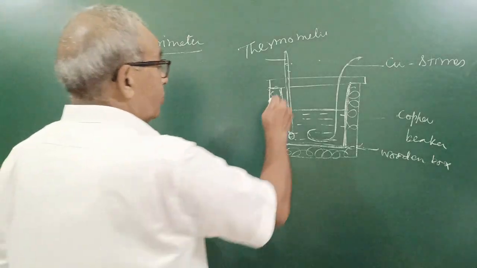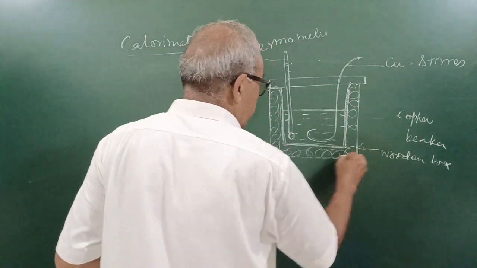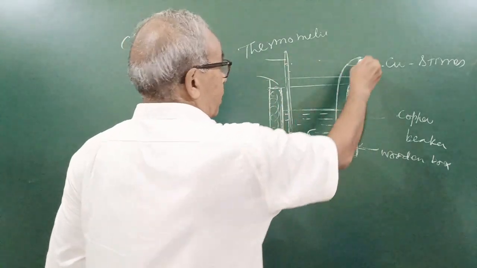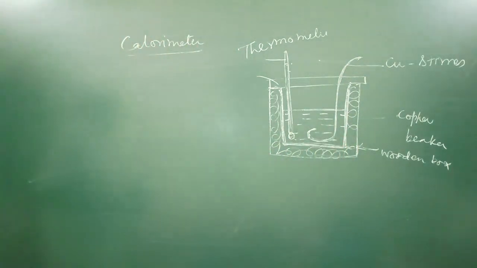So this whole system is called a calorimeter. This is the copper container. This is the wooden box. This is the wooden lid. Thermometer, stirrer. They together make the calorimeter.